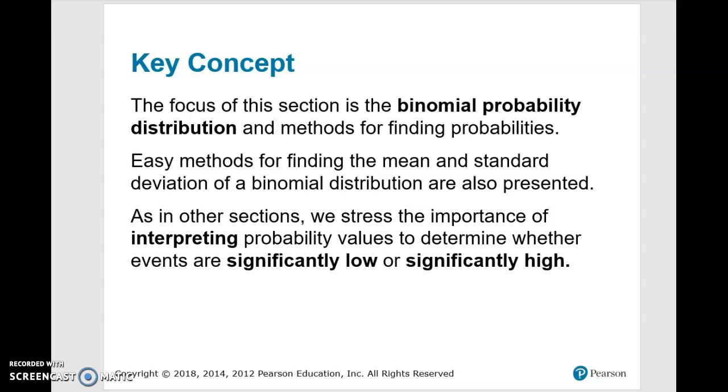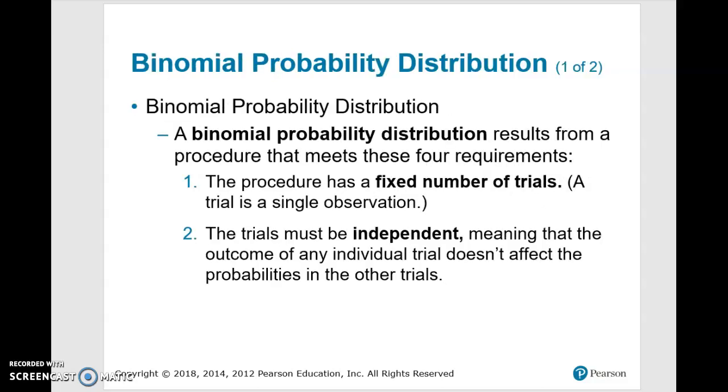As in other sections, we're going to stress the importance of interpreting probability values to determine whether events are significantly low or significantly high. We'll also be going over some important calculator skills that will help you to find these calculations more efficiently. What is a binomial probability distribution?